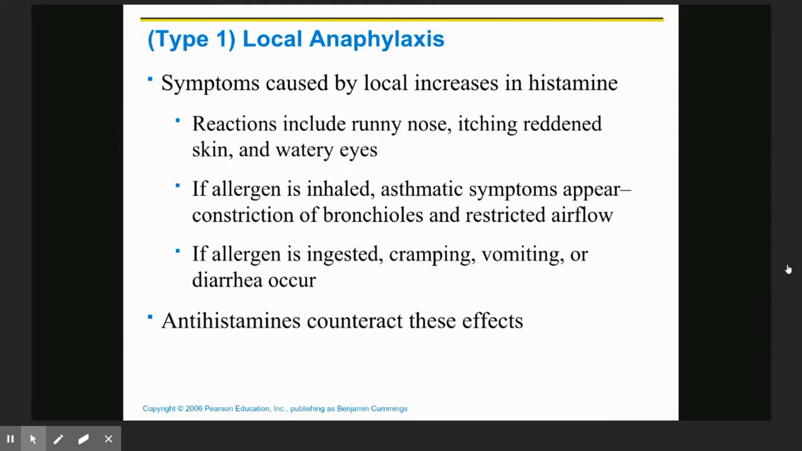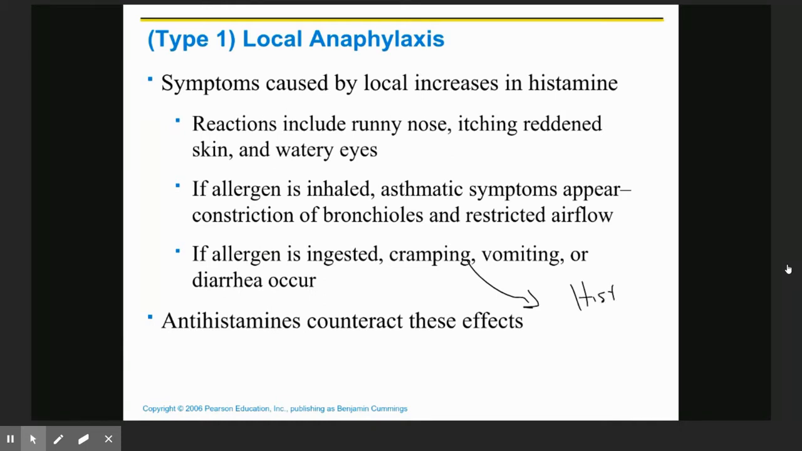And it depends a lot on how the allergen gets into your body. If it comes in by inhaled stuff, you're going to have respiratory symptoms. If it gets on your skin, you're going to have skin rash. If it gets in your intestines, you're going to have something like diarrhea or cramping or vomiting. Again, all of these are unpleasant, but they don't kill you. And they're almost completely caused by histamine.